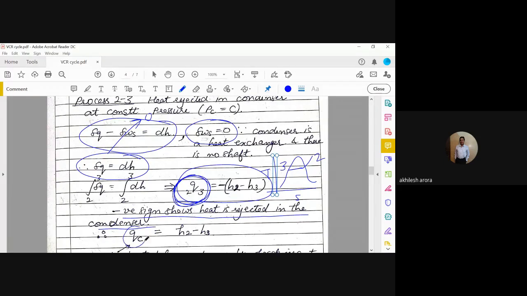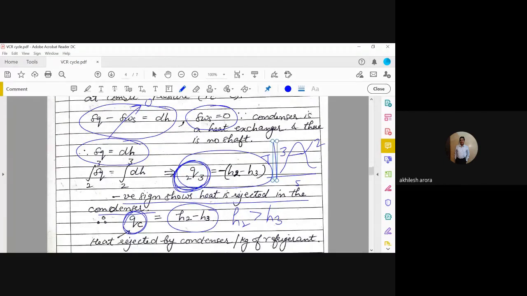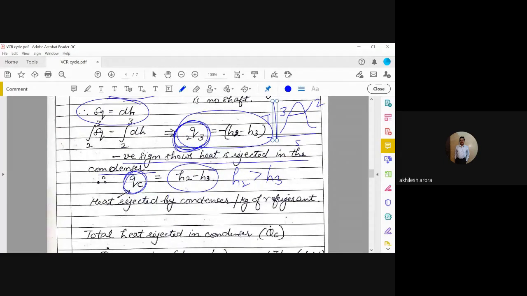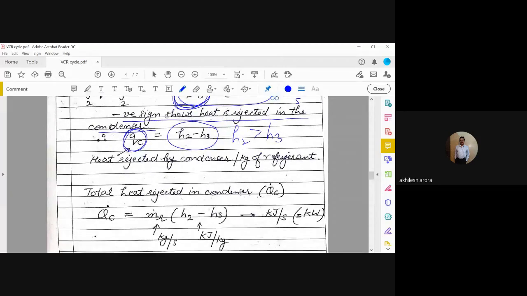But now when I say QC, it is heat rejected in the condenser and it is given by H2 minus H3 because H2 is greater than H3. Okay, so let us proceed further. This is heat rejected by the condenser per kg of the refrigerant.